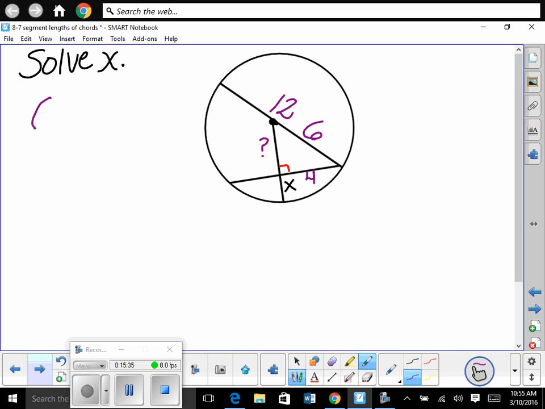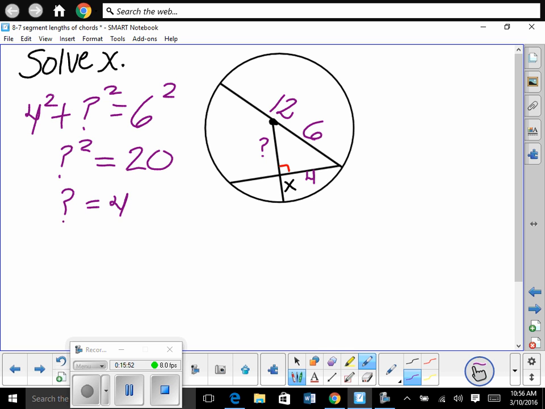So we're doing question 4, sorry. So we'll be doing 4 squared plus question mark squared is equal to 6 squared. Question mark squared is equal to 36 minus 16, right? 20. So the question mark is 4.5, right? Yes. Plus and minus? Yep. So we throw out the minus, so this is 4.5. So now to find x, won't we do 6 minus 4.5? 1.5.